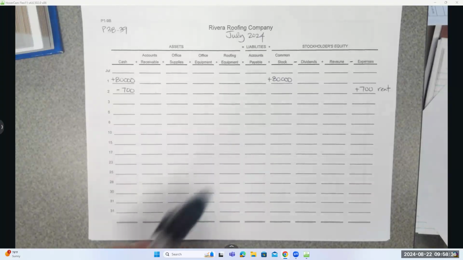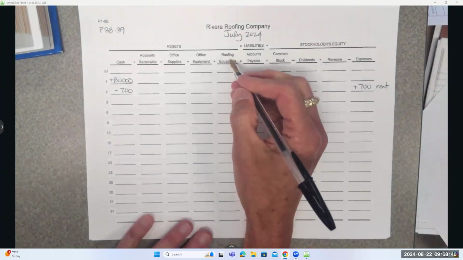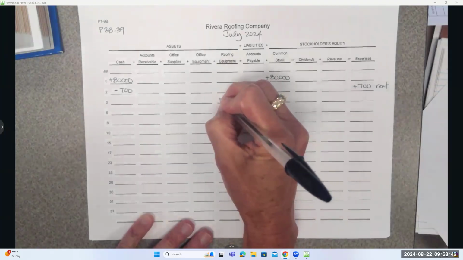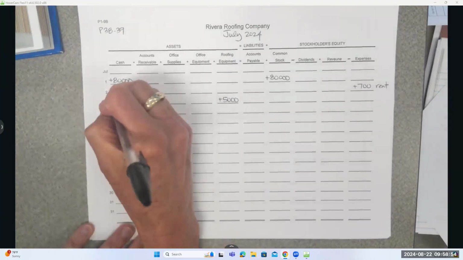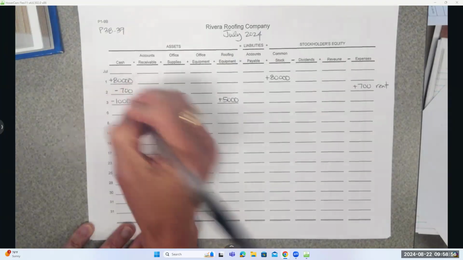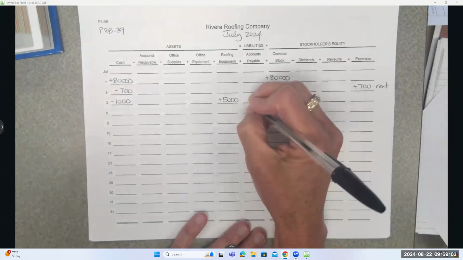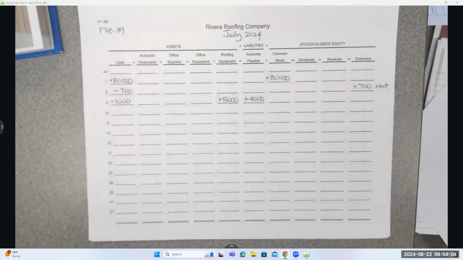We purchased roofing equipment for $5,000. So here's an account called roofing equipment, which is different than office equipment. So we'll have roofing equipment of $5,000. And we paid for it with part cash, part on account. So we paid $1,000 right away. So we're going to minus $1,000 from cash, which means we're going to pay the rest later. We owe $4,000, so we go to accounts payable, and we owe $4,000.